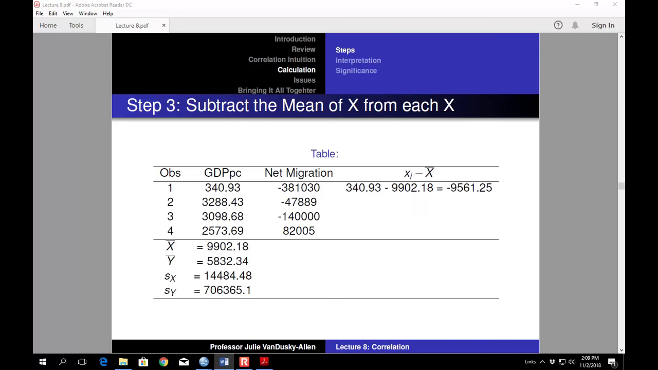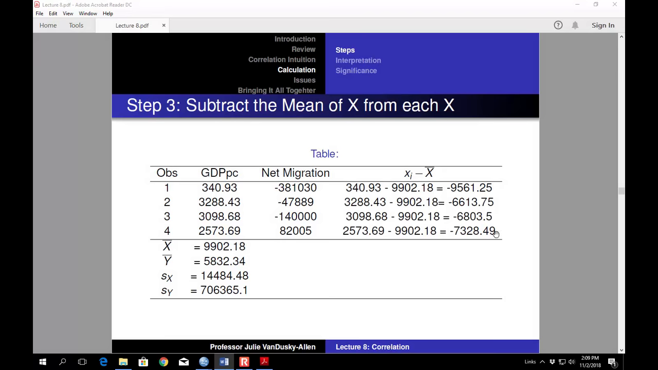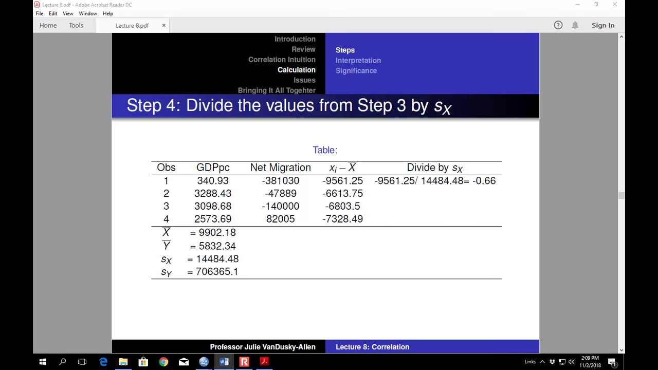Next, you subtract the mean of x from each x. 340.93 minus 9,902.18 equals negative 9561.25. You do this for the rest of the observations. Then you divide the values from step 3 by the standard deviation of x. Negative 9561.25 divided by 14484.48 is negative 0.66. You do this for the rest of the observations.